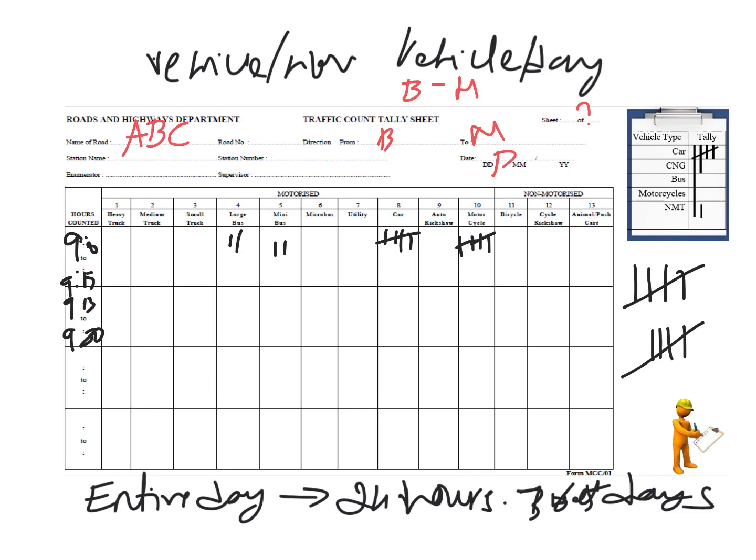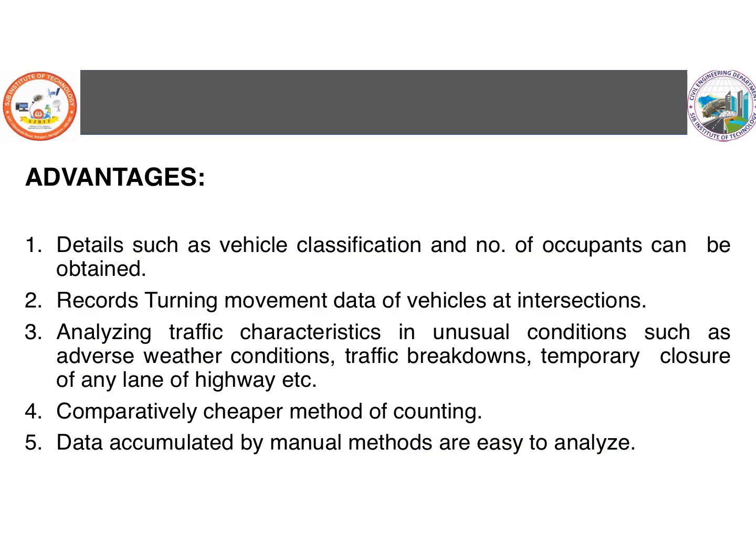But counting the number of vehicles or manually conducting the survey is a very tedious job. Let's look at how the manual counts will be done. We do have certain advantages, and I'll look into all the advantages and disadvantages. When you conduct manual counting, we get the classified volume counts, and also the details about how many occupants are there in each category of vehicles.